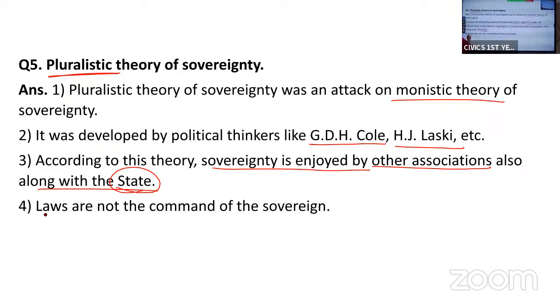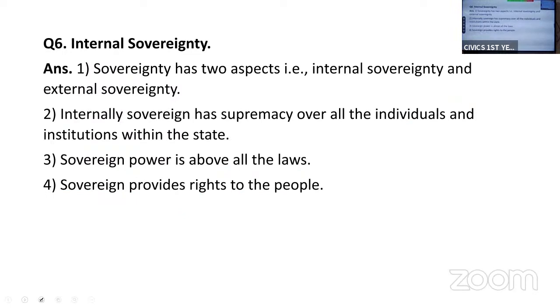And laws are not the command of the sovereign. They said that you are saying laws are the command of the sovereign, but it is not true. They are not the command of the sovereign. Laws are made for the welfare of the people. So you can't say that they are the commands of the sovereign. I hope I'm clear with this topic. Now let us discuss the next one.